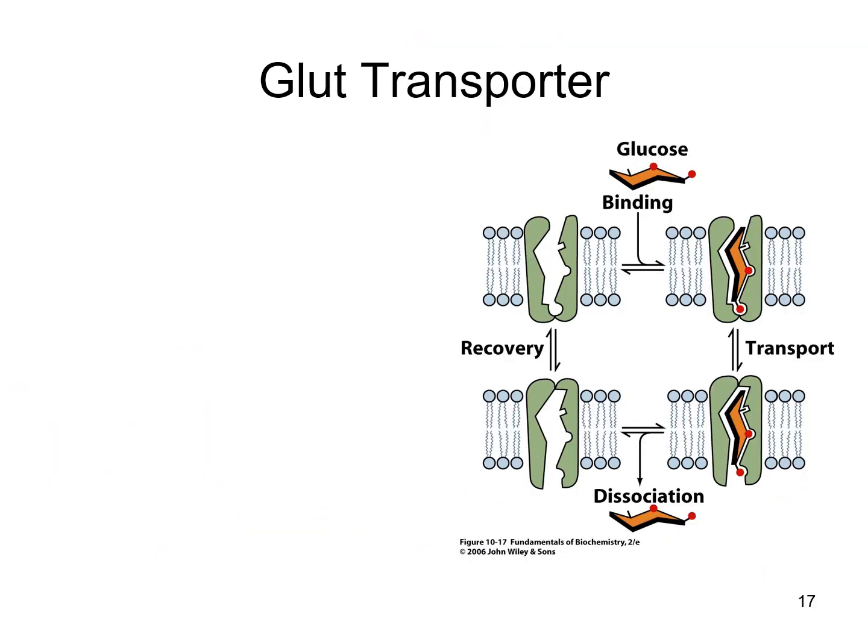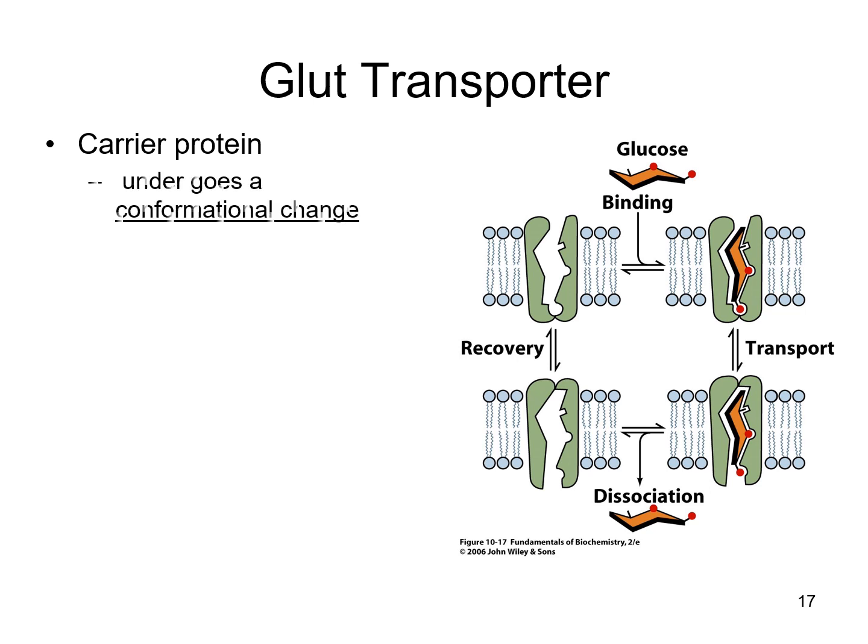There are also maybe a little bit more familiar, or maybe a little bit more direct, GLUT transporters. GLUT transporters are proteins that move glucose from outside of the cell to the inside of the cell. So basically they move it from the bloodstream into a cell. Now, what they're going to do is undergo a conformational change.